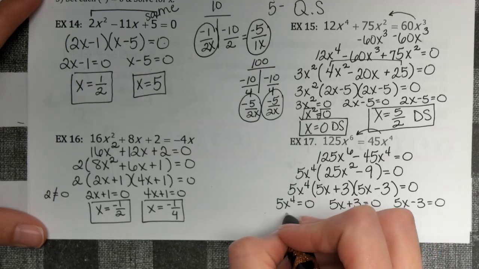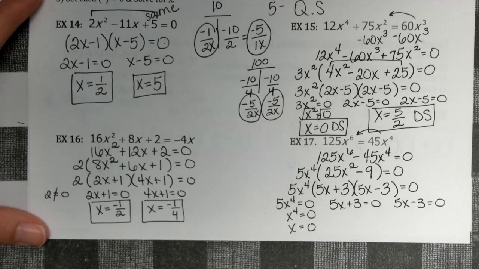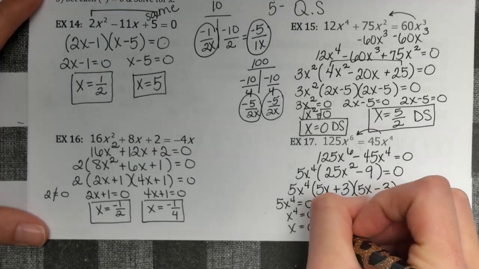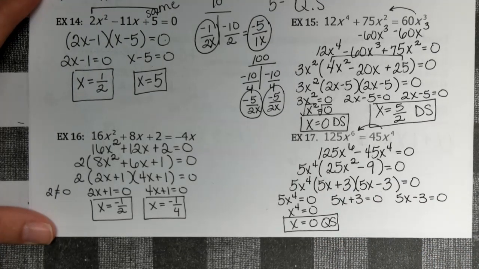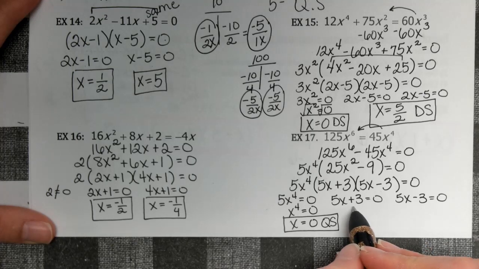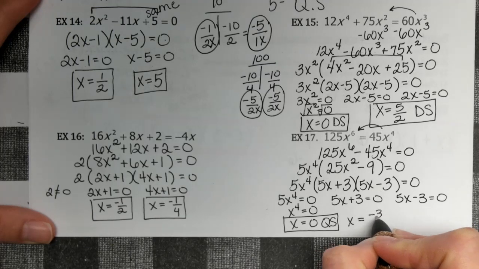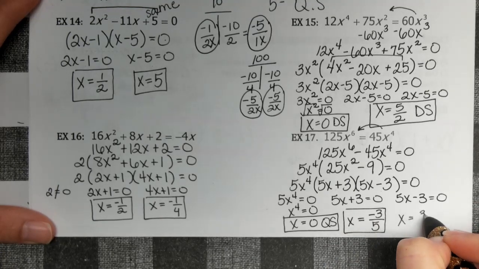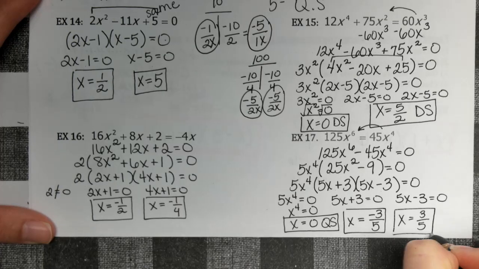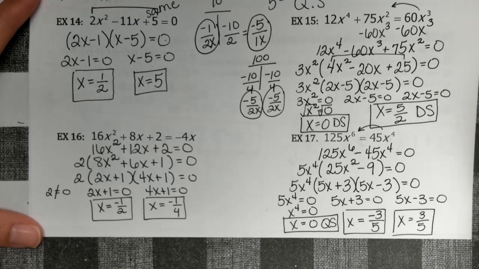If I divided this by 5, x to the 4th would equal 0. X would equal 0, but what do I need with it? QS for quadruple because it's a 4. And then, what are my other two x values? Negative 3/5 and positive 3/5. Okay? Questions on that?